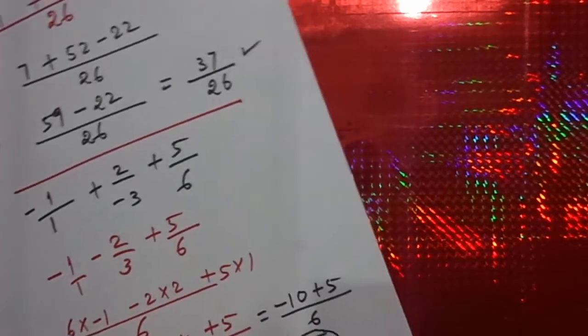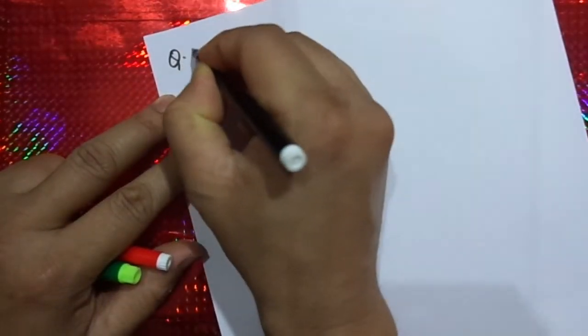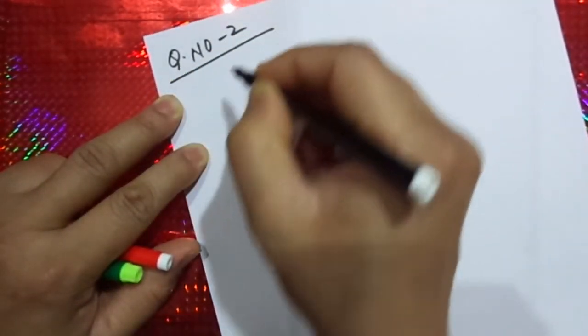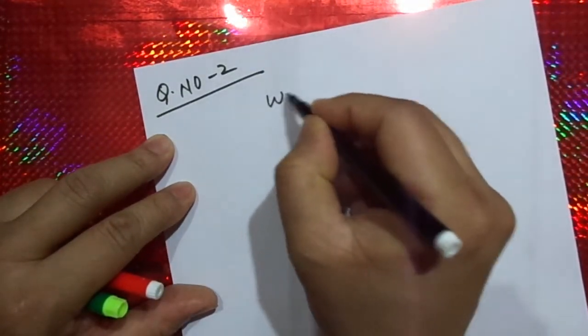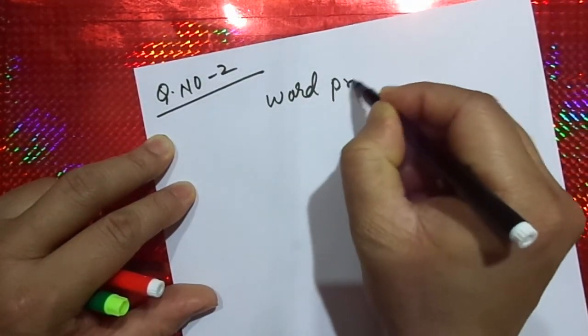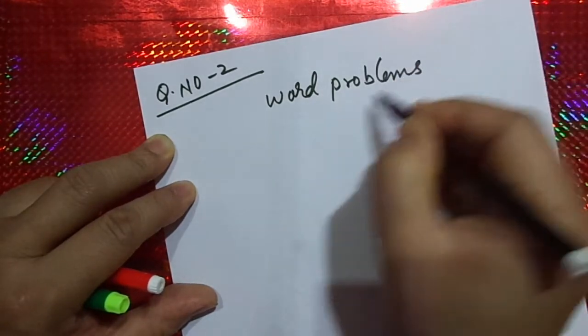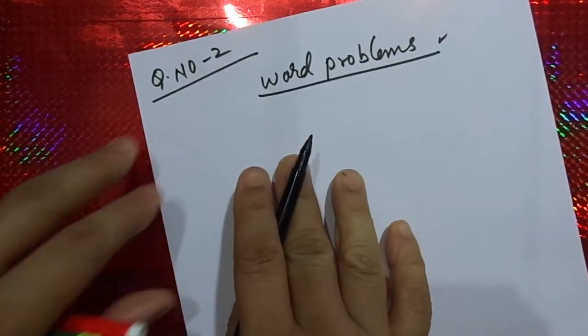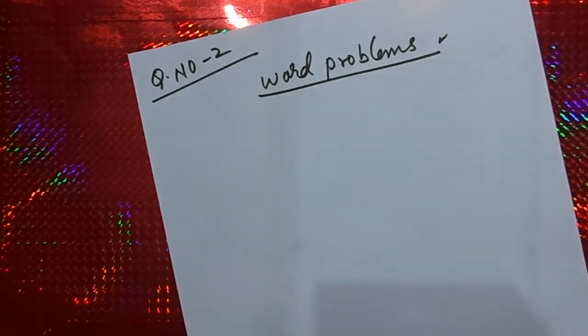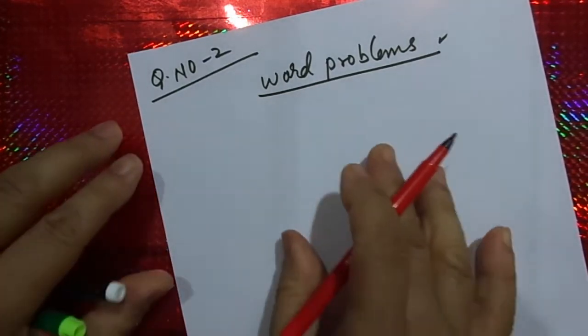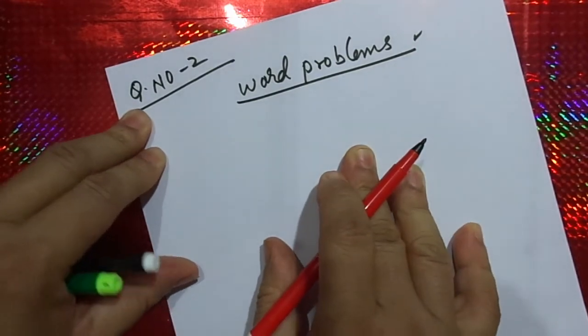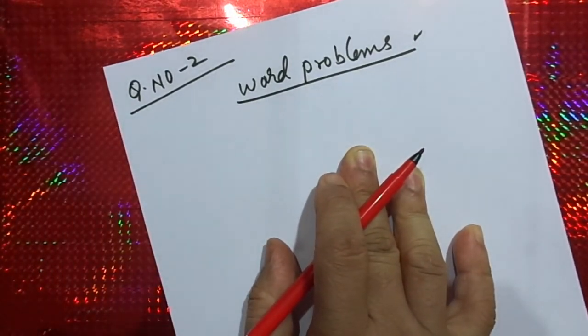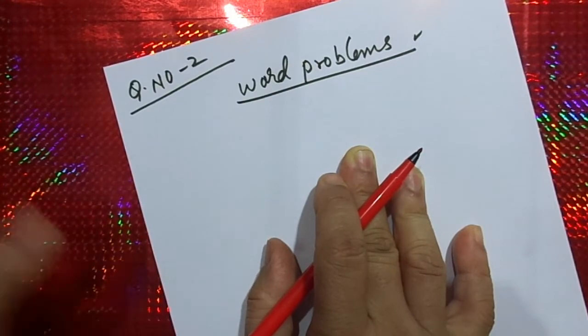When I come to question number 2, I find word problems. Naturally these word problems are as simple as we had done. Every time I use the word simple, because mathematics is really very simple. It's a very simple subject and you need a little bit of concentration.